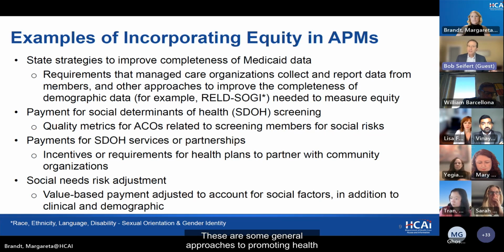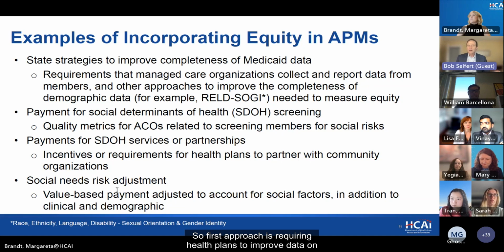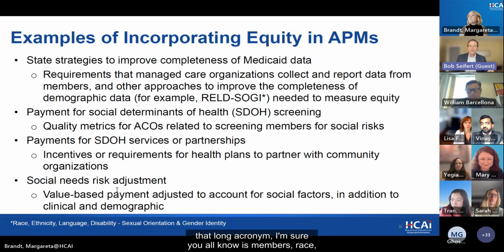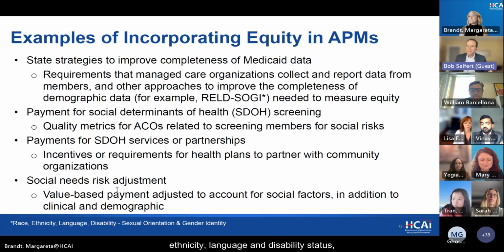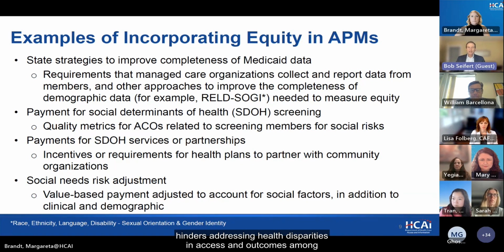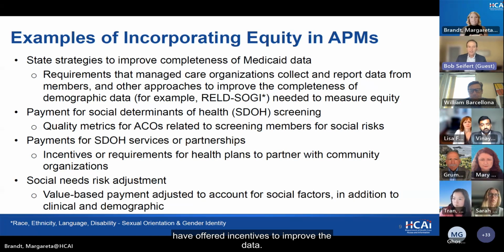These are some general approaches to promoting health equity through APM design, and then we're going to look at specific examples of these approaches in a moment. So first approach is requiring health plans to improve data on that long acronym I'm sure you all know is members' race, ethnicity, language, and disability status, and sexual orientation and gender identity. The current incompleteness of that data in most places hinders addressing health disparities in access and outcomes among subpopulations. So some payers, mostly Medicaid programs at this point, have offered incentives to improve the data.